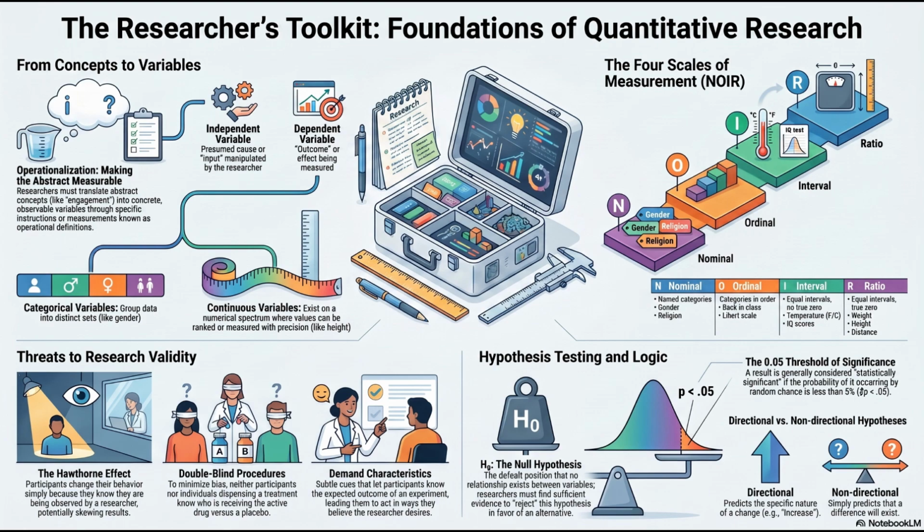But once Harper figured out what to measure, he hit another wall, didn't he? Because measuring a GPA is fairly straightforward. It's a number. But how do you categorize these different types of measurements? Right, because the math completely changes based on the category of your variable. So break down the categories for us. Well, at the most fundamental level, researchers divide the world into categorical variables and continuous variables.